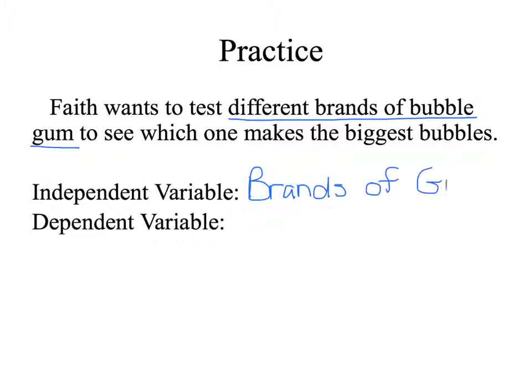The dependent variable, ask yourself, in this experiment, what is it that I'm measuring or observing at the end? What would I actually measure? Well, I would be measuring the bubbles. I want to know the size of the bubbles. So I'm looking for an experiment to determine the effect of the brand of bubble gum on the size of the bubble that's produced. And there's your dependent variable.